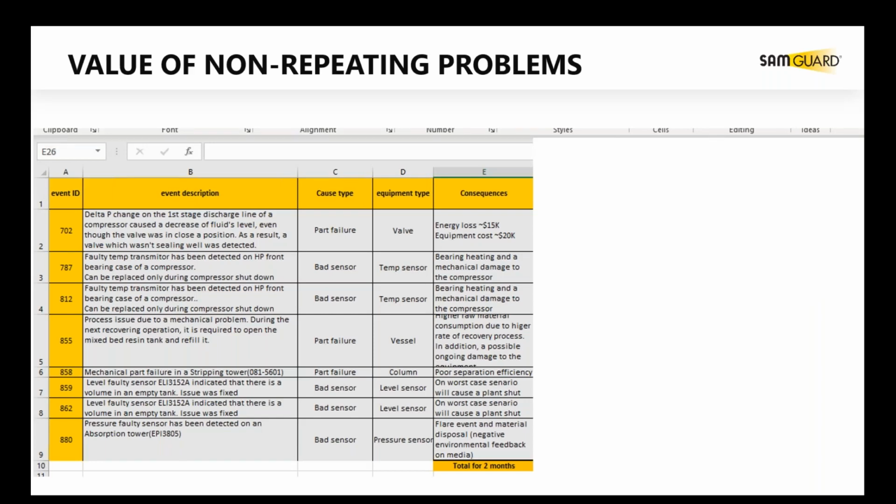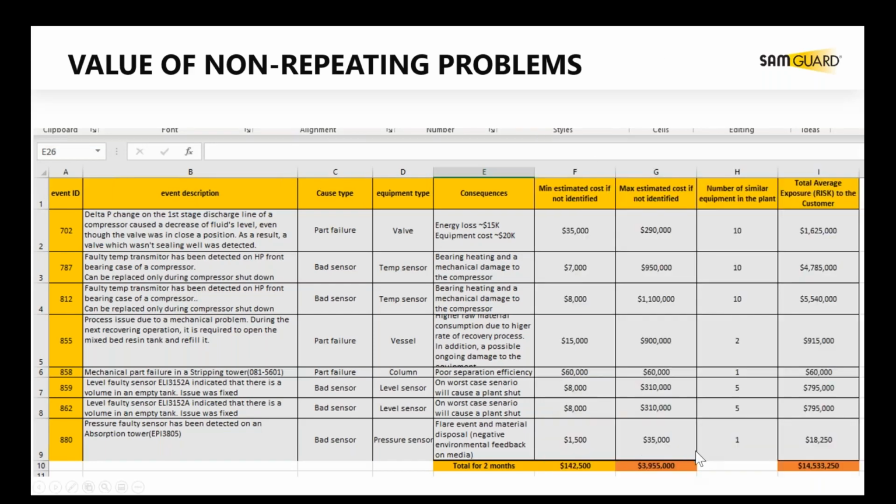Okay, so what we ask the user is to basically add 2 columns here and put it in real money. What is the minimum estimated cost if it was not identified? Okay, what are the consequences in the best case scenario? And what are the consequences in the worst case scenario? Now, the truth is something in the middle, but this is a very good indication for the value. Now, these alerts, by the way, are from 2 months in the plant.